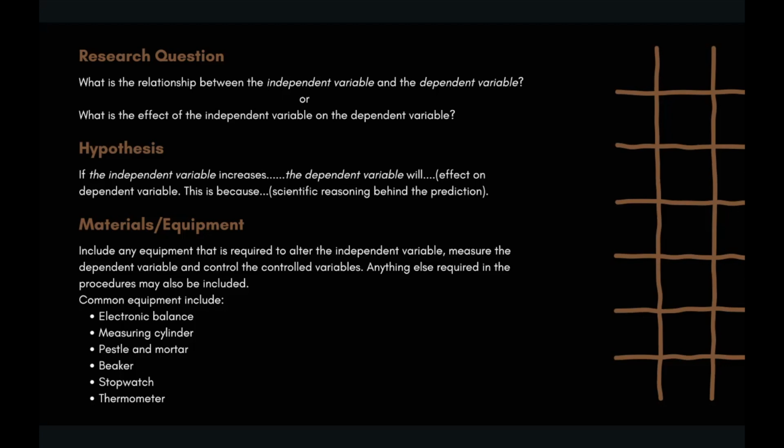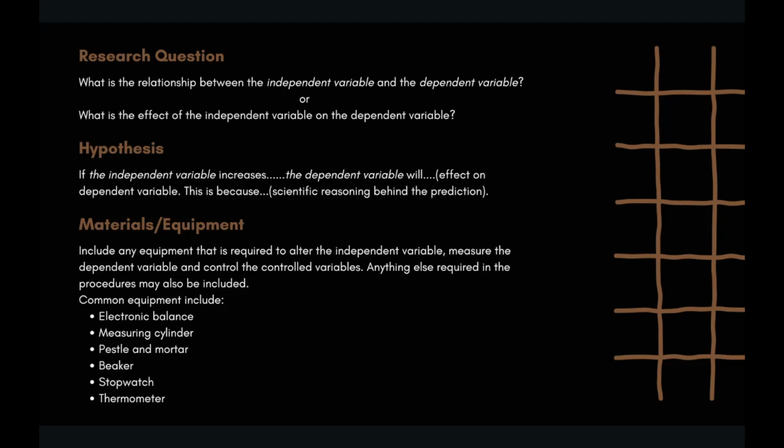And then after that is materials or equipment. Usually the significant equipment that the question wants from you is not random equipment. They want equipment that you'll use to alter the independent variable. For example, you're changing the mass of something, then they'll expect an electronic balance to be one of the equipment you include. And then what equipment are you using to measure the dependent variable? If you're measuring temperature, they'll expect you to include a thermometer.